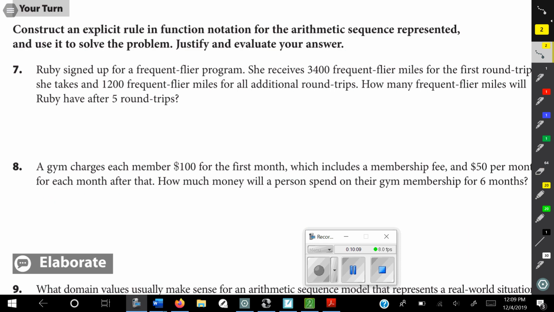Okay, so now we're going to model with the arithmetic sequence, but this time we're going to use it in context. So we're going to read the problem, figure out what's going to be our first term and what's going to be our common difference, write our explicit formula, and then find out what they want us to find out. So it says here, construct an explicit rule in function notation for the arithmetic sequence represented and use it to solve the problem. Justify and evaluate your answer.